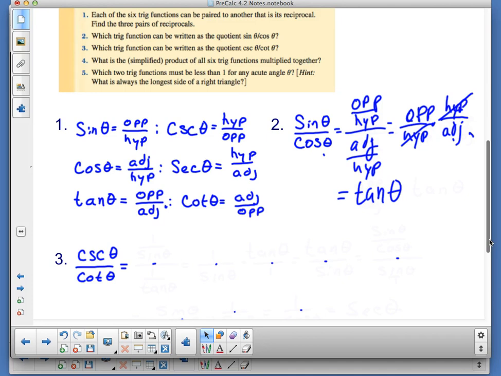Now, there's a lot of fraction manipulation as far as the way it's defined. Okay. In our third one, which trig function can be written as a quotient, cosecant theta over cotangent theta?